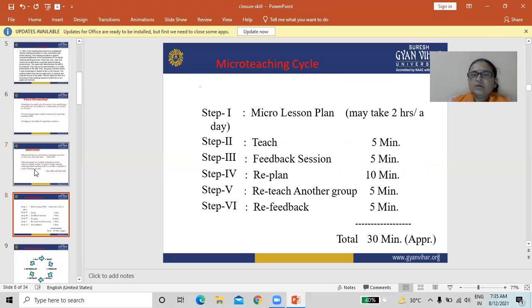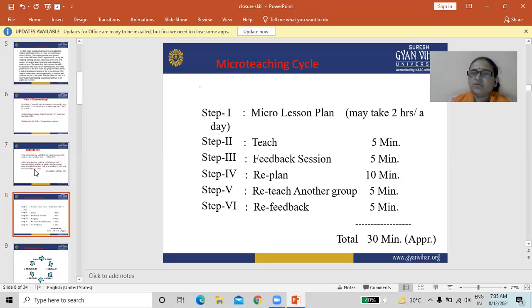Micro teaching cycle, we can divide micro teaching cycle in 6 steps. Micro lesson plan, teach, feedback session, replan, reteach another group, and feedback. In micro teaching, immediate feedback is given by the expert teacher, and according to the feedback replan is done by the pupil teacher. So these are the 6 steps.